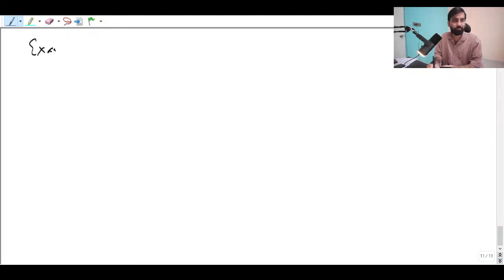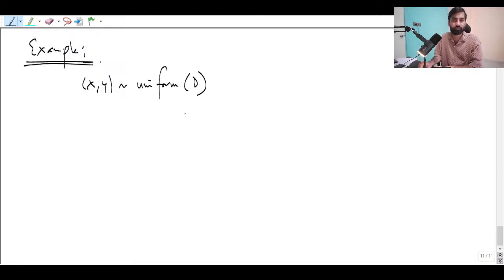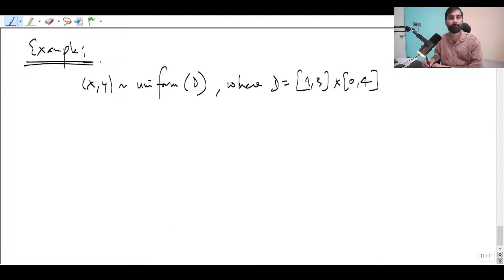Let me take some more examples just to understand this. ठीक है? देखो ये example समझना important है. If you are able to find these examples, then when I do the problems in the question, you will be able to understand everything. ठीक है? So suppose we say that the random variables X and Y are uniform in a specified region, uniform in D, and this D is given, where D is equal to [1,3] × [0,4].